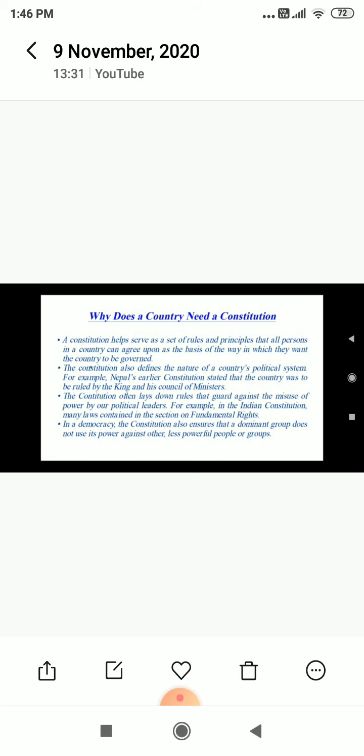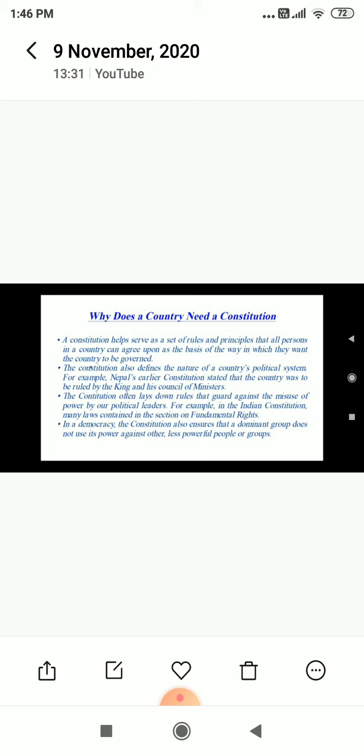Clear? So in the same way, a country must have a constitution, or you can say there must be a set of rules and principles that helps all the persons in the country to agree on the way in which they want to be governed. Because constitution also defines the nature of a country's political system. It means it tells about the system of politics in India.